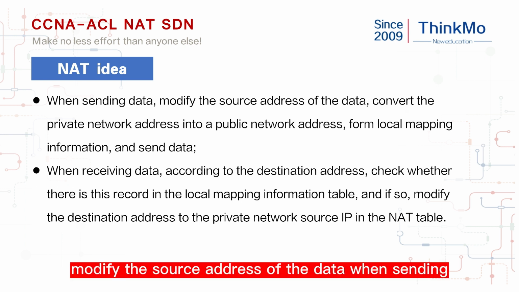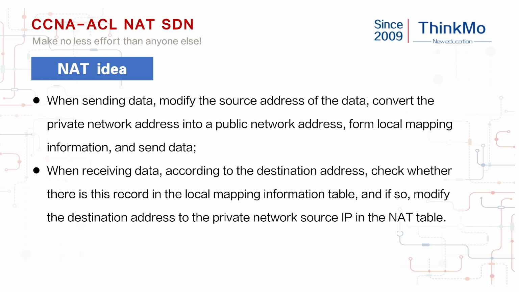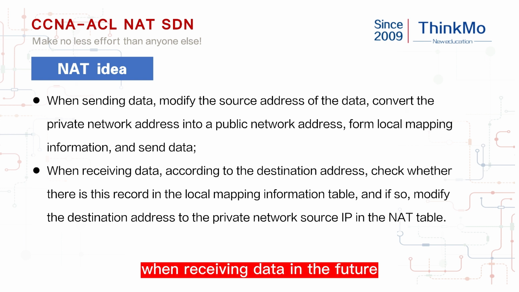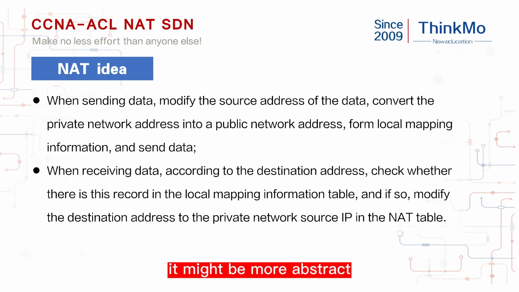Modify the source address of the data when sending, change it to a public network address, form a mapping locally and send it out. When receiving data in the future sent to this public address, I check the local mapping table. Is there a private network address converted to this public address just now? If there is, I change the current destination address to the original source IP address of the private network, and send this data again. It might be more abstract.